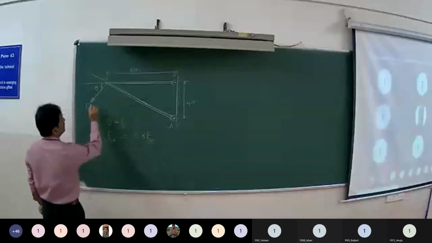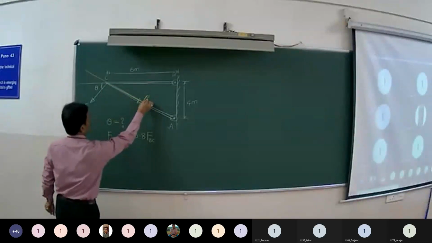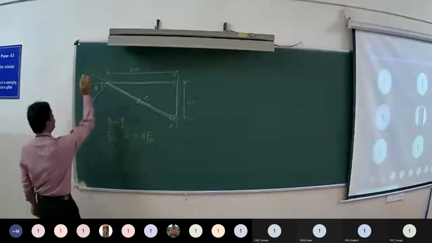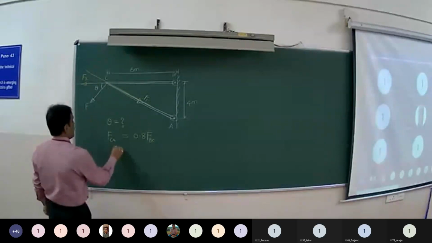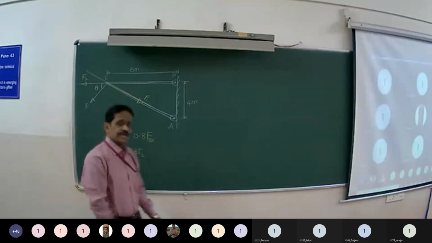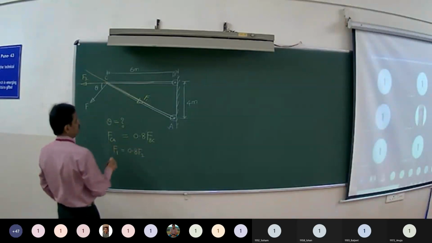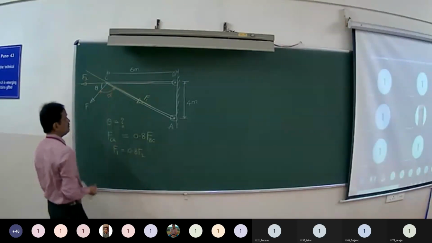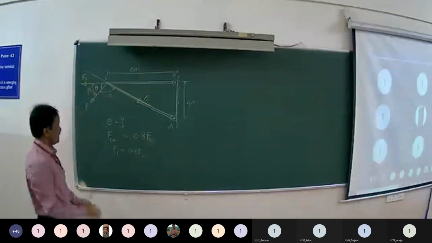Means the component along CA, I am taking it as F1, and the component along BC, I am considering it as F2. Okay. So I now have the condition F1 is equal to 0.8 F2. As per the notations, what is alpha and beta? Alpha is the angle made by F1 with respect to F. So this angle is alpha, and beta is the angle between F and F2. Right.